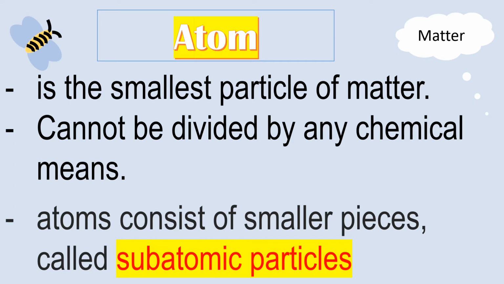But atoms consist of smaller pieces, and these are called subatomic particles. When we break it down even further, we come up with the subatomic particles. Let us have a look at the three subatomic particles in an atom: their electrical charges, their masses, and their properties.